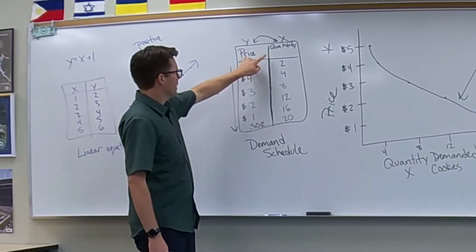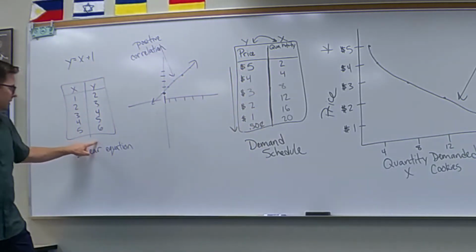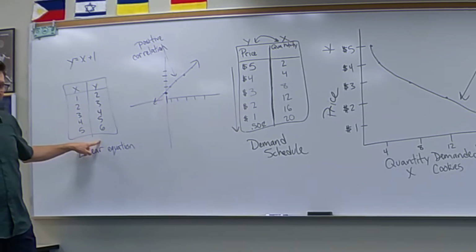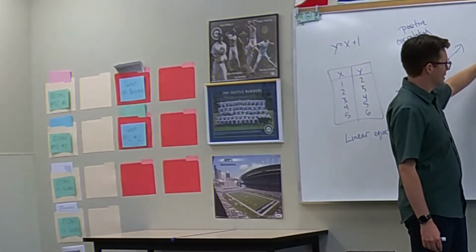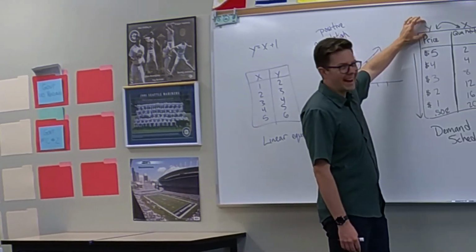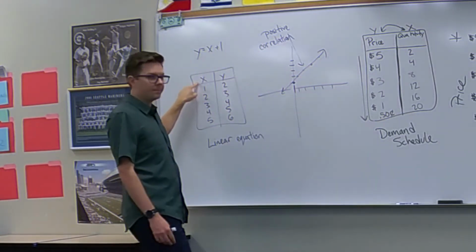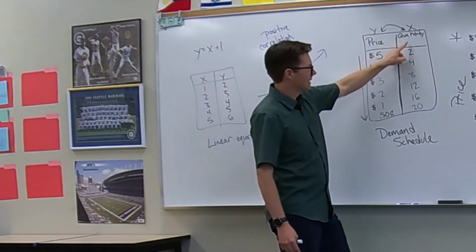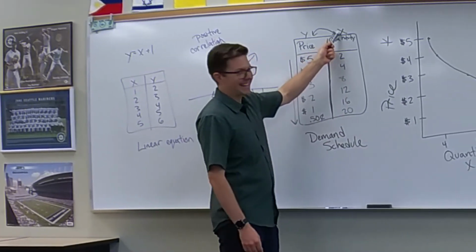So we are going to create something called the demand schedule. It looks very similar to this linear equation graph values, but you'll notice that it's different, because price is always over on this side, and price is actually going to be on the y-axis. It's the y variable. That's the opposite of what you're used to. Quantity is always going to be over here, listed this way, and that's the x-axis variable.